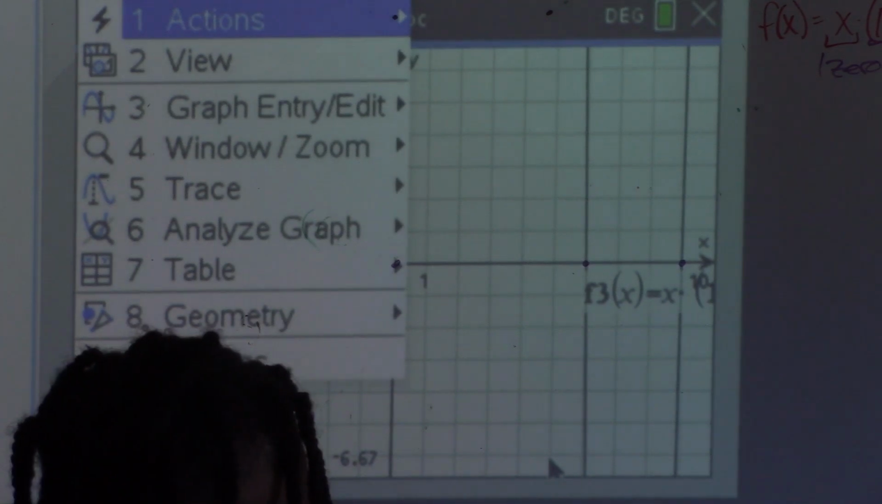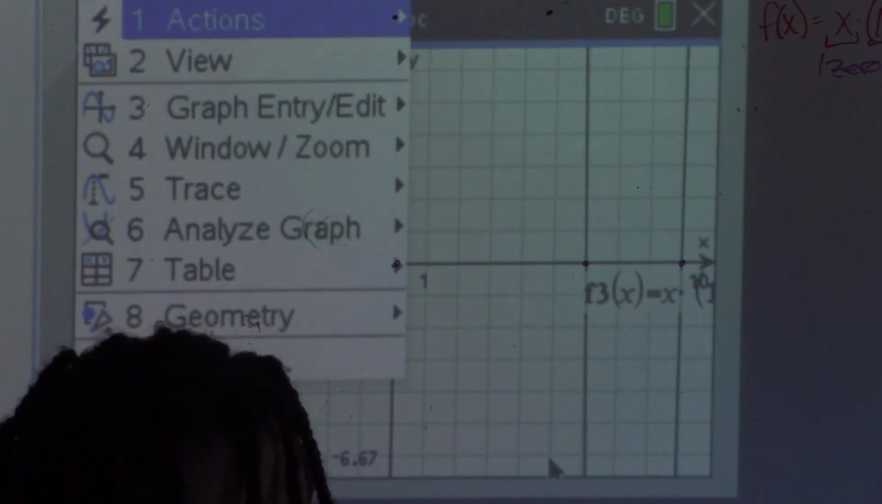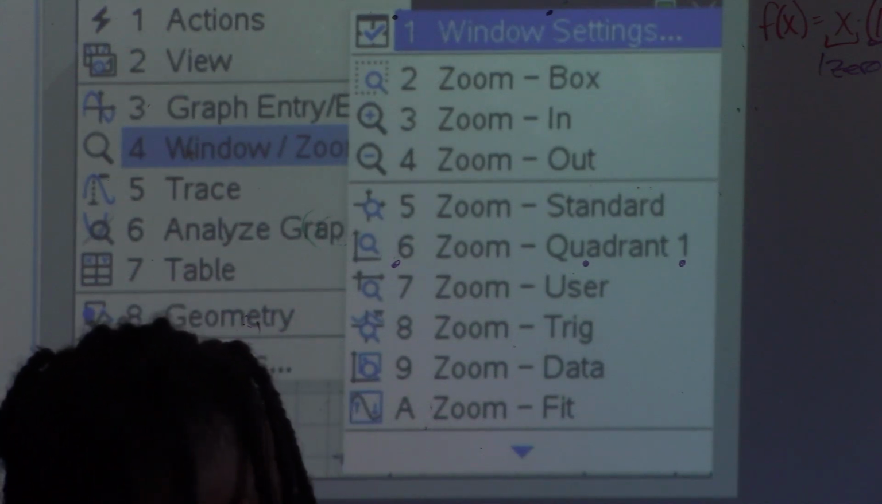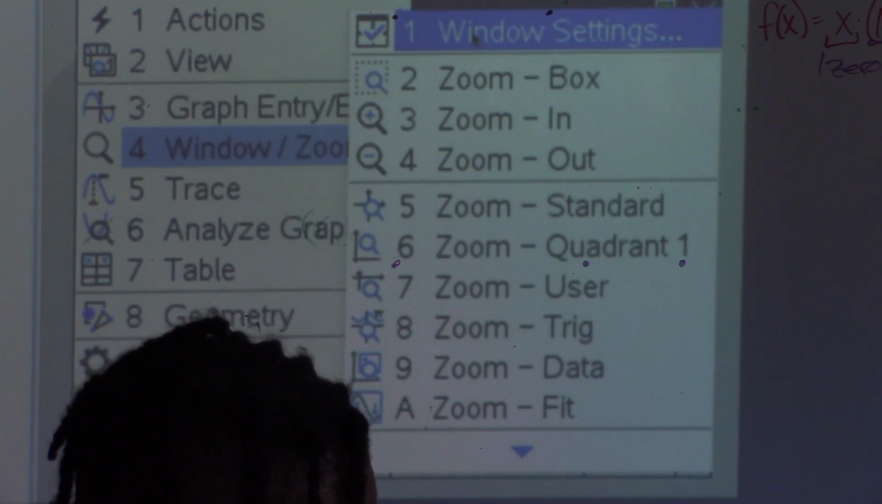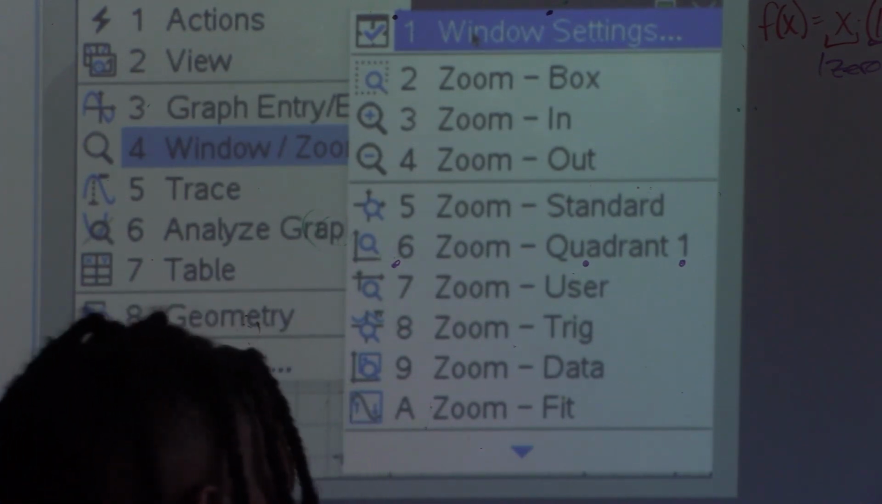And instead of just zoom, where am I going to go? Go to 4, Windows/Zoom. I'm going to go to Windows/Zoom, and I'm going to go specifically to the Windows settings. Instead of Zoom, I'm going to go to Windows settings.